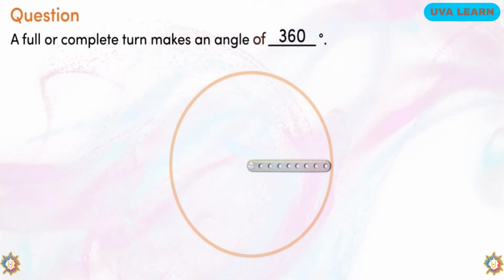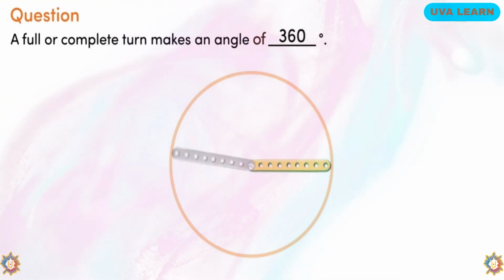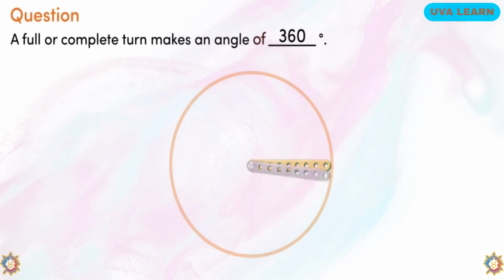So, today you have learned what angles a quarter turn, half turn, 3/4 turn, and complete turn make.